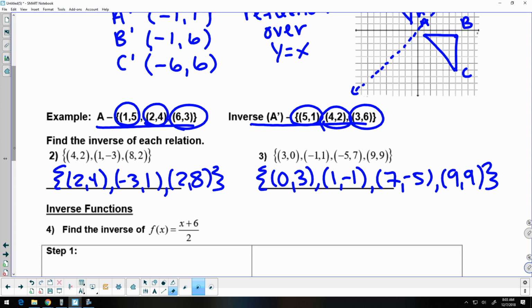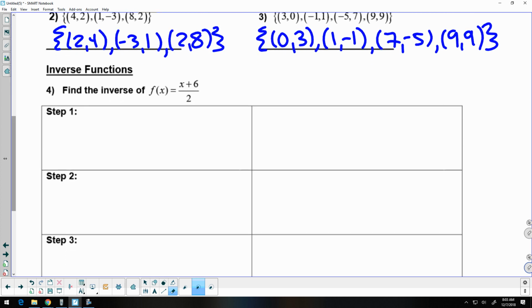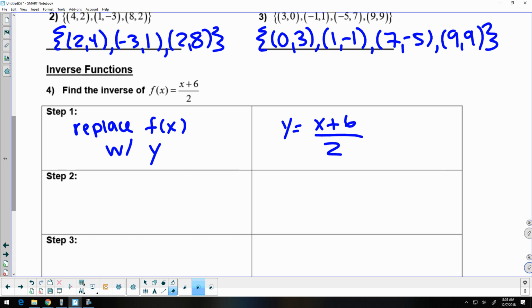Pretty simple. But what if you had a linear function? Here's how we're going to find the inverse of a function. Find the inverse of f of x equals x plus 6 all over 2. Step 1, I'm just going to replace f of x with y. So instead of f of x, we're going to say y equals x plus 6 all over 2. Because f of x and y are pretty much the same thing. f of x is just functional notation, but that's the same thing as y. Okay, next step, step 2. Now you want to switch x and y.